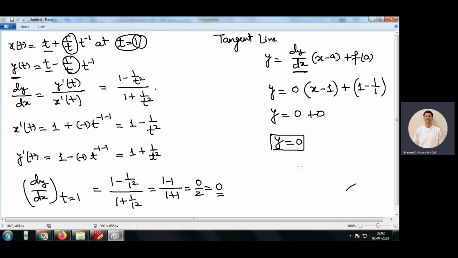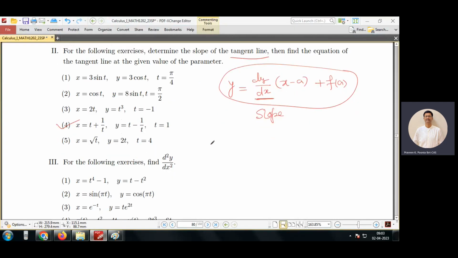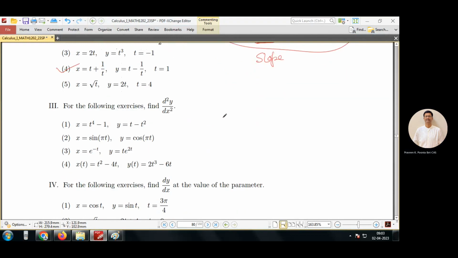So it is very simple. What you need to do is a simple thing. First, calculate dy by dx at the given value and put all values in the equation for the tangent line. Then you will get the equation of the tangent. So this is how we calculate the equation of the tangent line. By chance here it is coming 0, otherwise there is no problem.